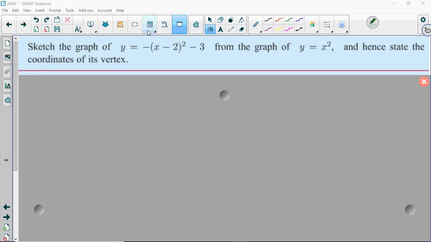So we want to sketch this graph, starting from what we know about x squared. Hence, there's that word again, state the coordinates of the vertex of this parabola. Now, once you're used to this stuff, and maybe you already know the answer, I can tell you where the vertex is just by looking at this really fast. If you're not sure what I'm talking about, don't worry, you're going to learn that very soon.